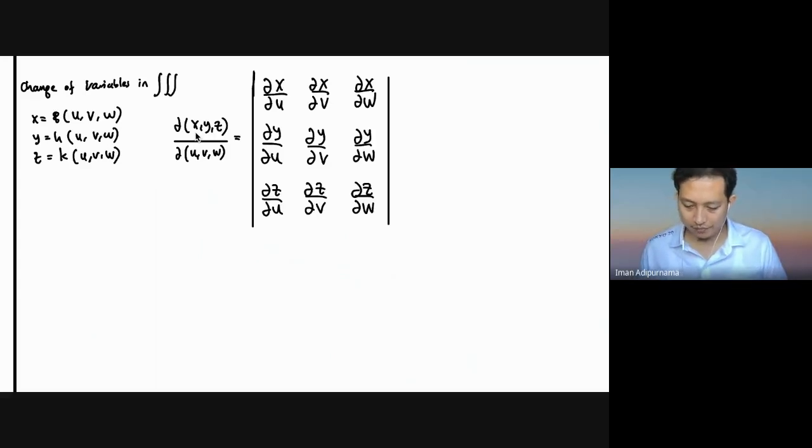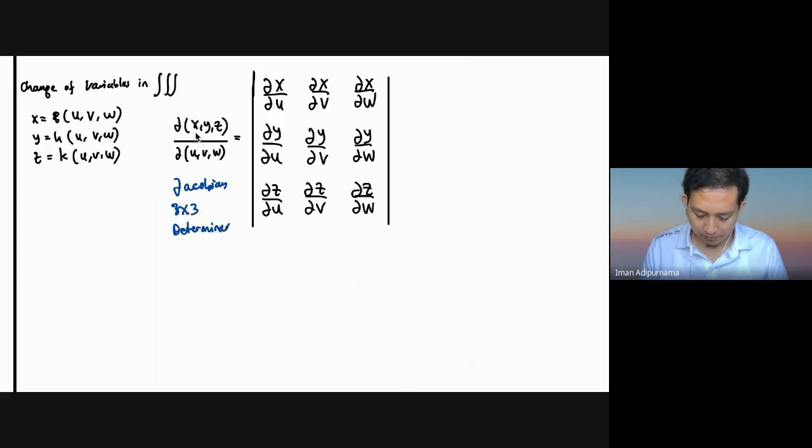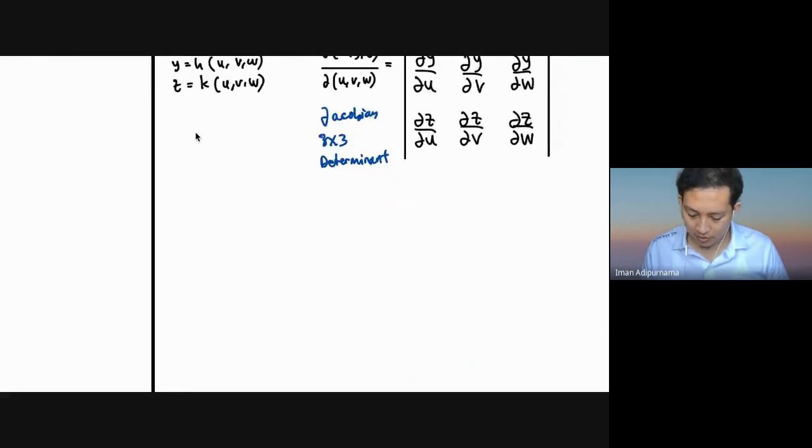All right. So basically, you need to take the determinant, a 3 by 3 determinant. Okay, so this is the Jacobian. So Jacobian, 3 by 3 determinant. Okay, and by using the same assumptions and hypotheses, we can also write the general equations for transformations.